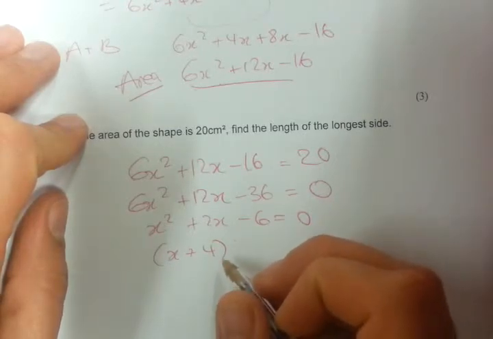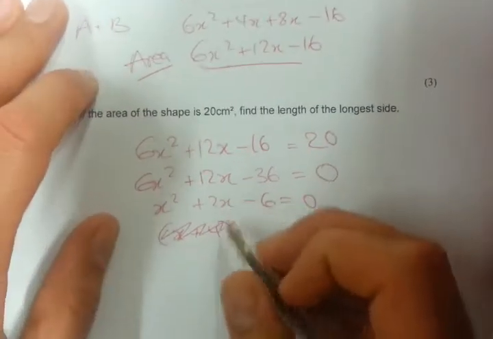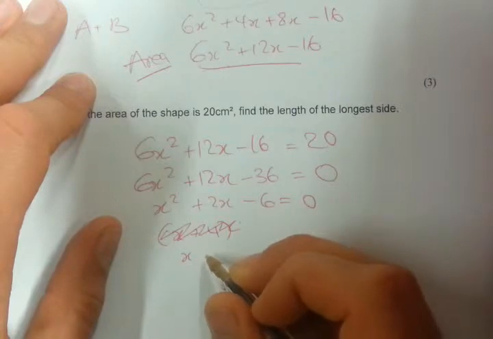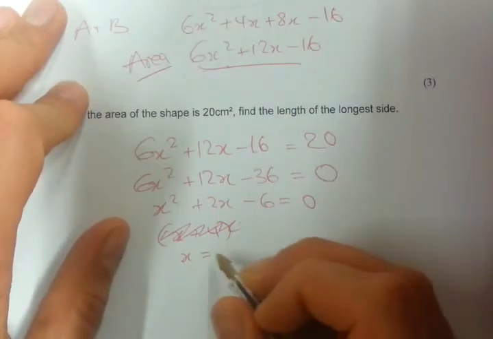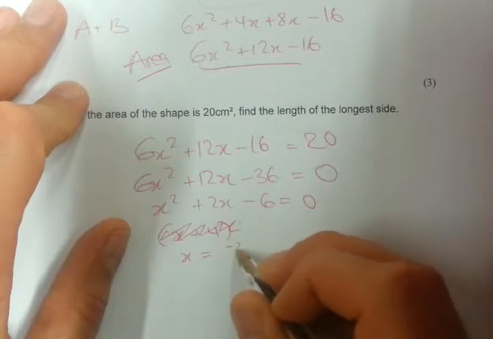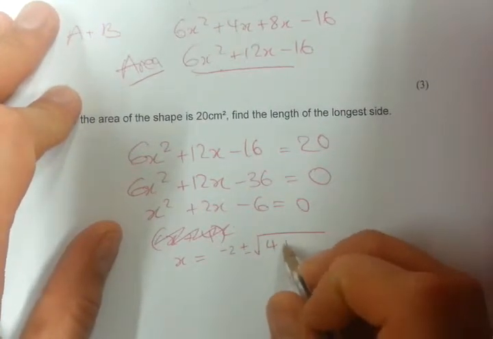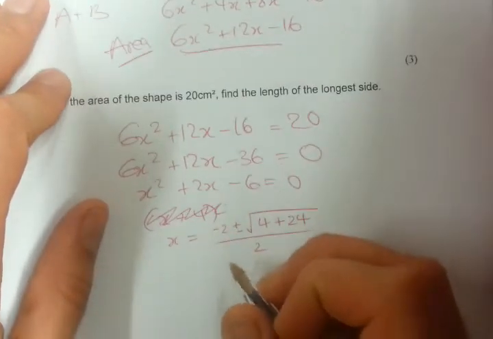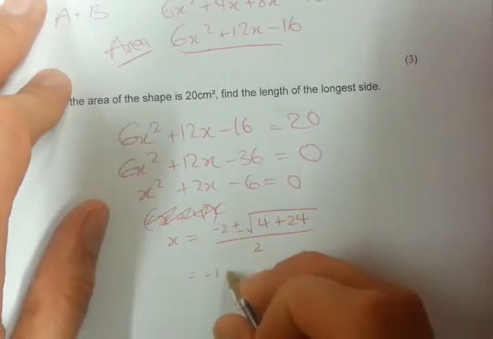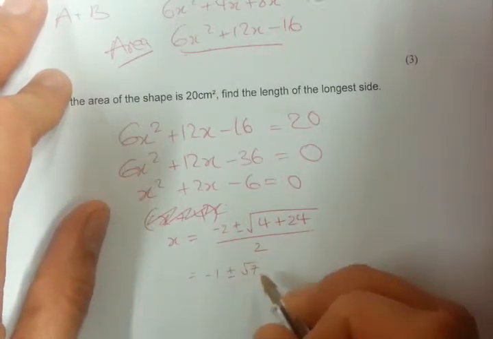Wait, what am I doing? Plus 2? Whoa, moment of complete panic. Yeah, it's going to be quadratic formula, isn't it? Sorry. I should do it by the quadratic formula, because otherwise you won't know what I'm doing. X equals negative b plus or minus the square root of b squared minus 4ac. Then you divide it all by 2a. So x equals minus 1 plus minus root 7, which is whatever it is.